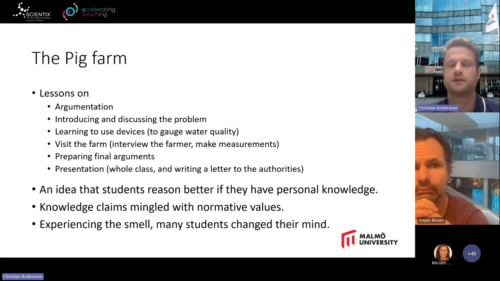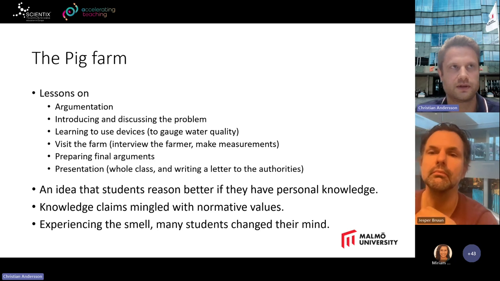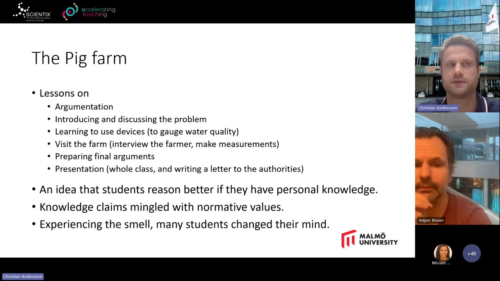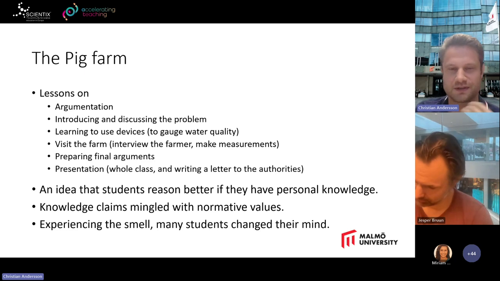So science can be a part of the discussion, but it isn't necessarily sufficient to arrive at the conclusion because there are other values at stake here. Like fairness, we cannot just move the farmer, it's his farm, for instance. Another thing that also appeared in this particular project was that it's not only about scientific facts and ethics, it's also about subjective experiences. What happened when the students visited the farm was that many students, when they felt the smell, changed their opinion. So it's about such things too.